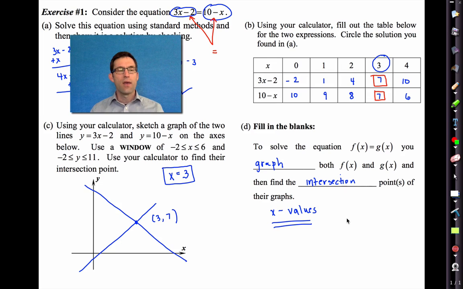This allows us to solve basically any kind of equation that we want, even if we have no algebraic technique whatsoever to solve it. So I'm going to clear this out, and then we're going to solve an equation the likes of which we've never solved before in this course.